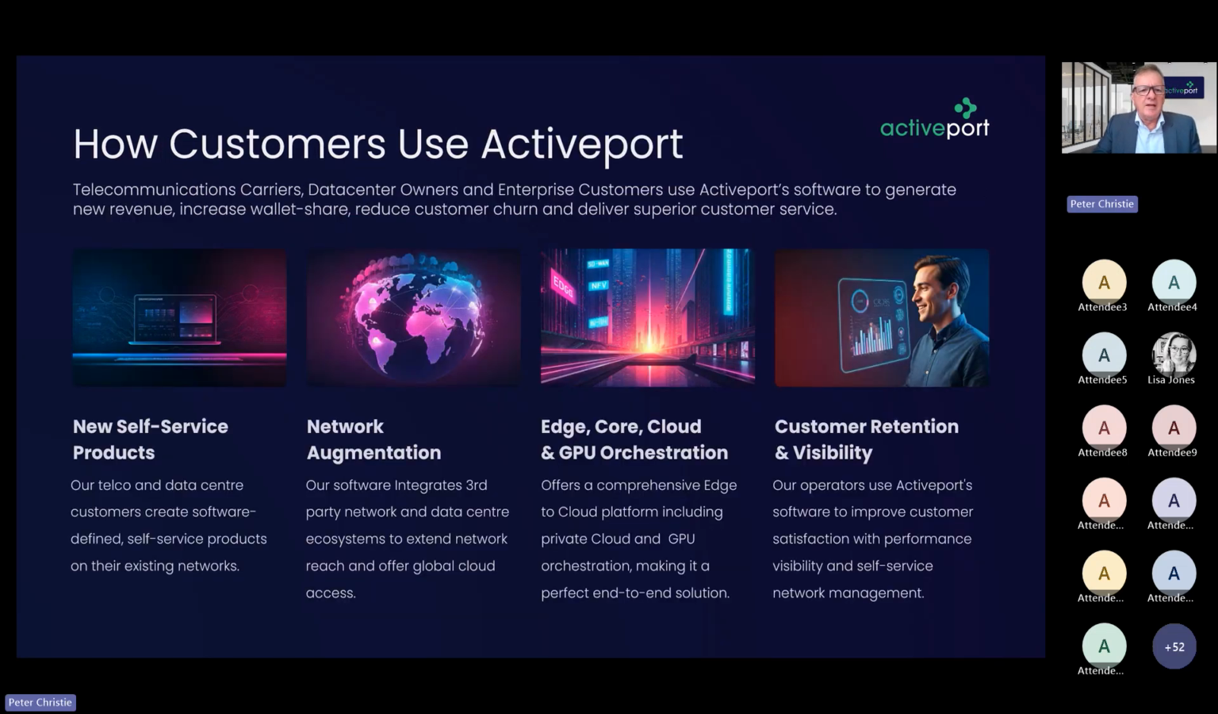And so if you look at the way our customers use Activeport, I think the first and most important feature of the product is that our telco and data center customers use it to generate new revenue. In the world of software, you're either providing a software product that automates the back office, and there the cost of the software is compared against efficiencies that the customer might make. And in a tough market, that can be a tough sell.